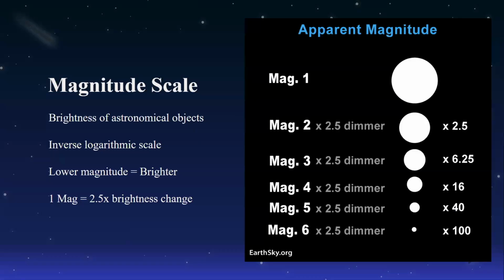Okay, so let's go over the magnitude system. For measuring the brightness of astronomical objects, we use something called a magnitude scale. It follows an inverse logarithmic scale, which means that a lower magnitude means it's brighter, and this extends into the negative region as well. Think of it as a geometric progression rather than a linear progression, as each step changes by a factor of 2.5. So a difference of 1 magnitude would be 2.5 times dimmer, for example, and a difference of 5 would be 100 times dimmer.